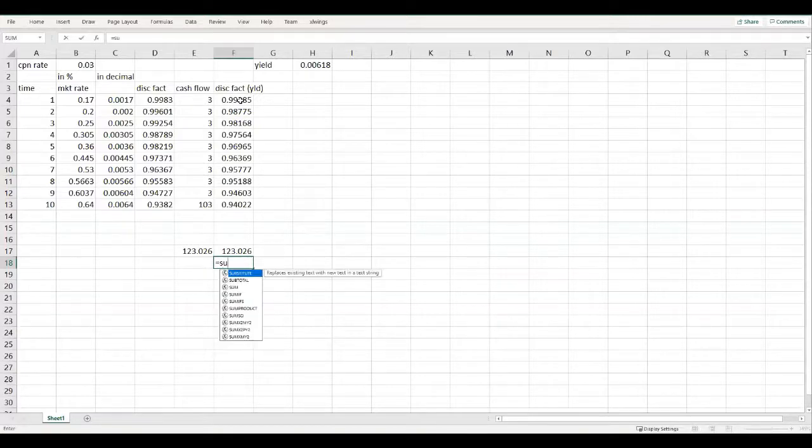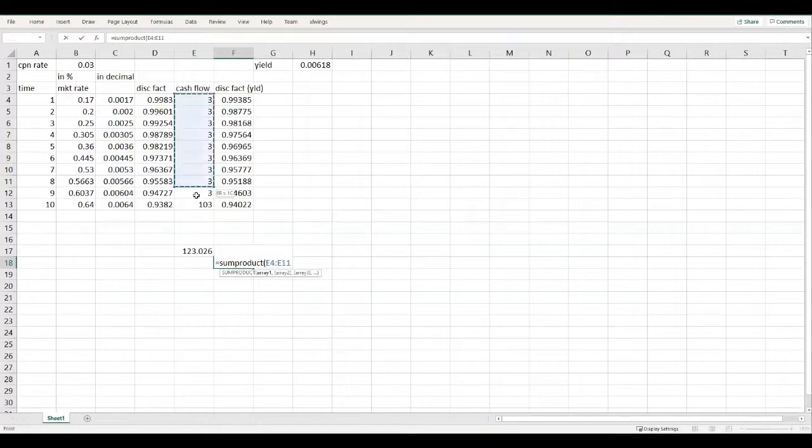So it's sum product of the cash flows by corresponding times and then discounted by the corresponding discount factors. The second step is to take this result and then divide it by the price of the bond. So the Macaulay duration for this bond is 8.92 years.